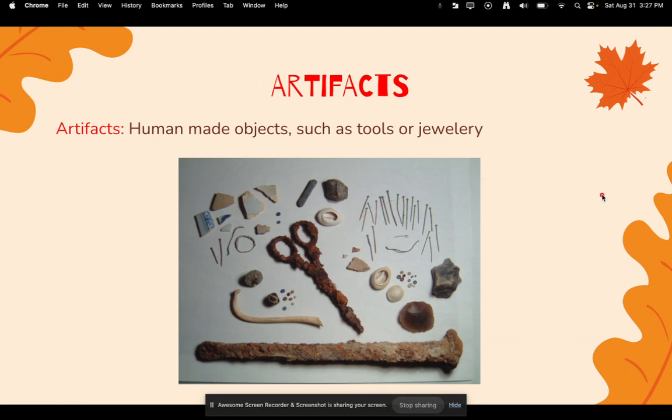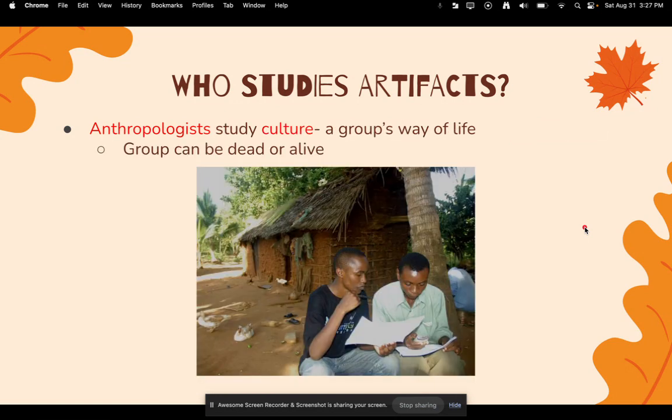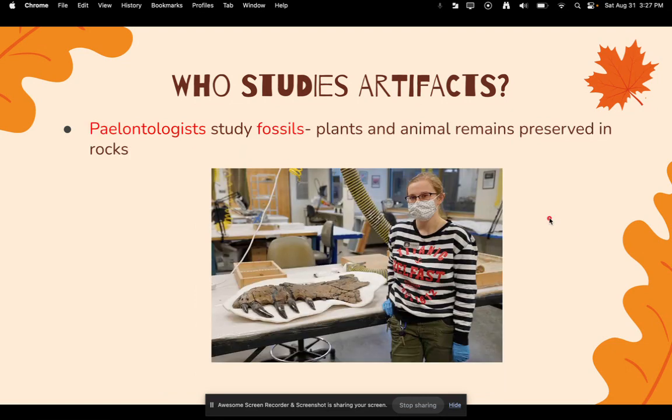Artifacts. They are human-made objects such as tools and jewelry. Archaeologists study bones and artifacts of humans and also pre-humans. Anthropologists, they study culture, which is a group's way of life. Now, anthropologists can study groups that are still living today, but it also could be the study of groups of people who are long dead. Paleontologists study fossils. So that would be like plant and animal remains preserved in rocks, such as dinosaurs.